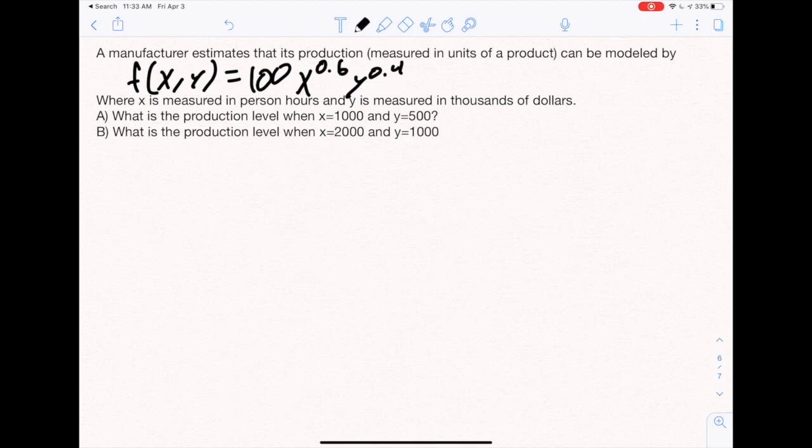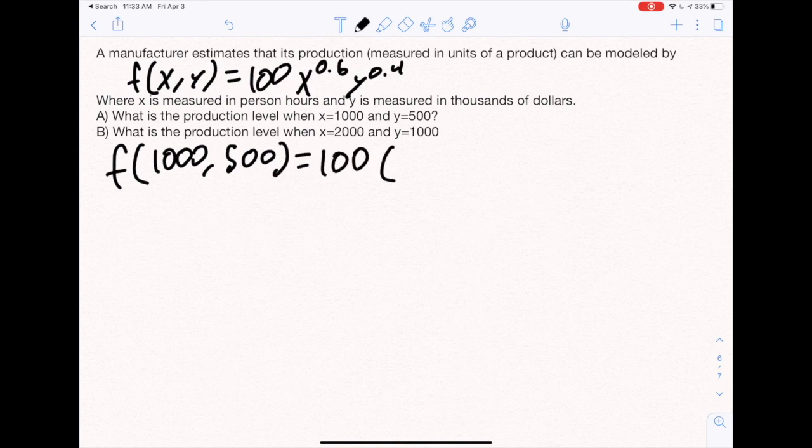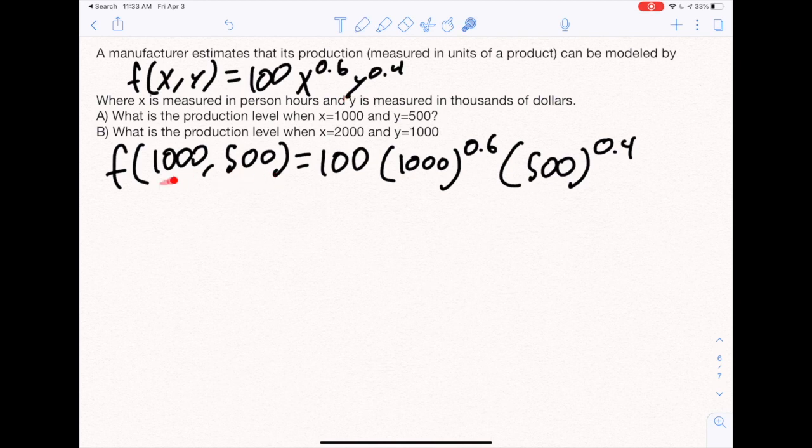Well, this is just evaluating the function like we did earlier. We just plug in our numbers. So f of 1,000, 500 is just 100 times 1,000 to the 0.6 times 500 to the 0.4. And recall here that I'm plugging in 500 for y because 500 is our second input, and 1,000 for x because 1,000 is our first input. And if you plug this into a calculator, what you'll get is 75,286.